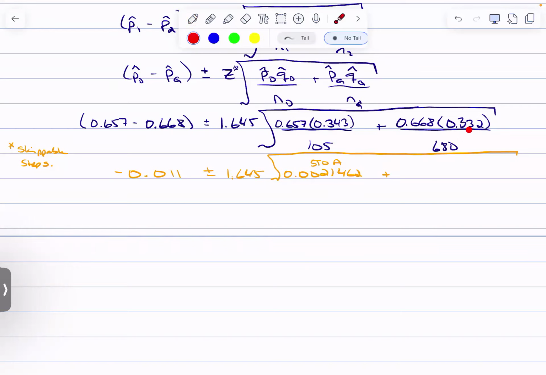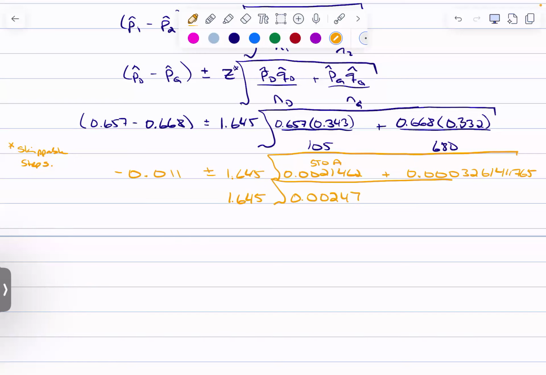Next up, 0.668 times 0.332 divided by 680. 0.668 times 0.332 divided by 680 is very small. 0.000, scientific notation, 3.261411765 times 10 to the negative... Which now I keep on the screen and I add store A plus recall A. So I get 1.645 times the square root of 0.002472341176.